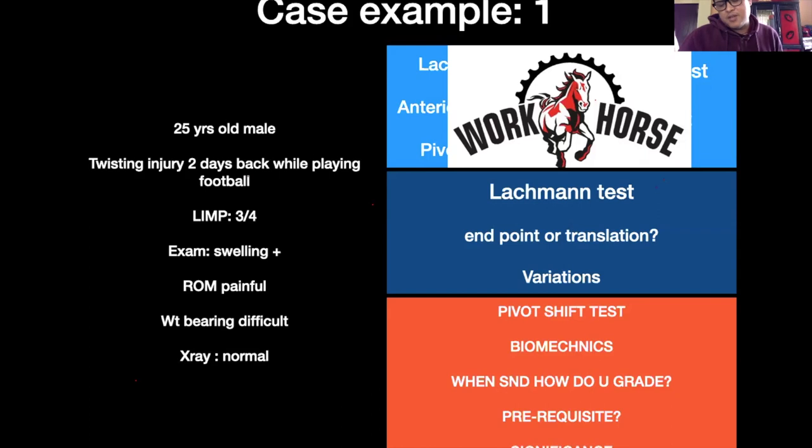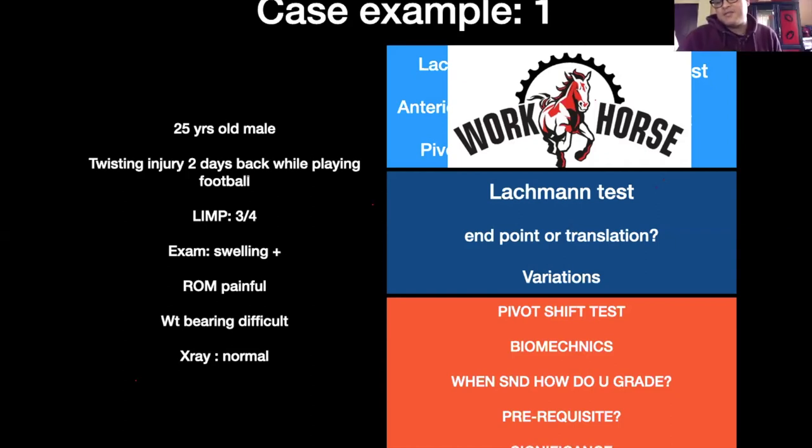Final quick question to Rajeev, sir. Sir, when do you do the pivot shift test? Intra-op or pre-op? I think I agree with Amit. In the OPD, mostly not, unless it's a very cold case. Otherwise, pre-op, intra-op, and post-op is very, very important. He has already mentioned, I think.